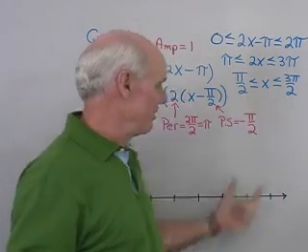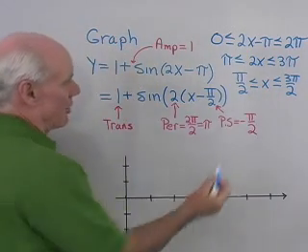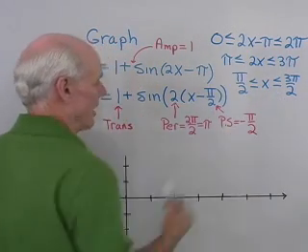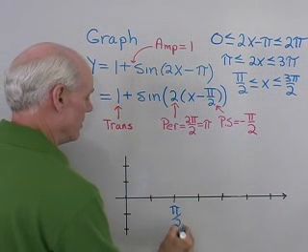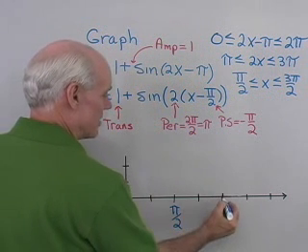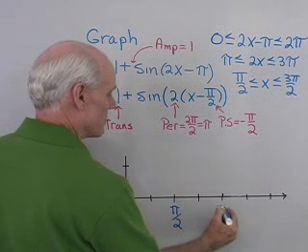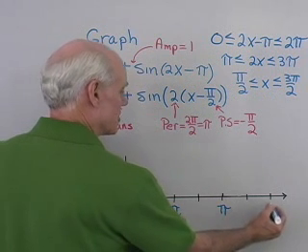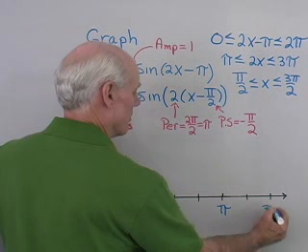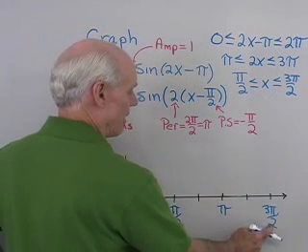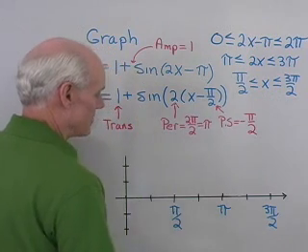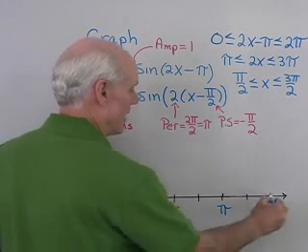So let's go down here and label the axes. I want to go from pi over 2 to 3 pi over 2. So if I call this pi over 2, and then I go the same distance, that's 2 pi over 2, or just pi, go that distance again, that'll be 3 pi over 2. So 1 pi over 2, 2 pi over 2, 3 pi over 2. Okay, so my graph is going to take place between here and here.